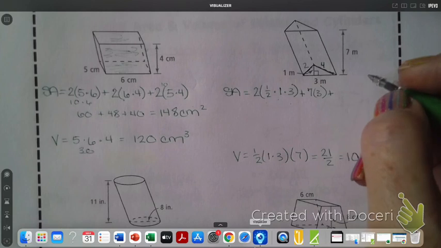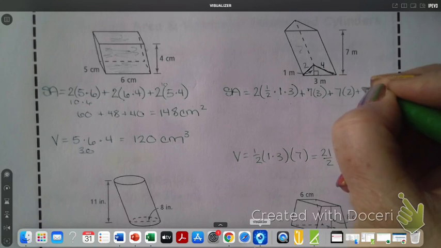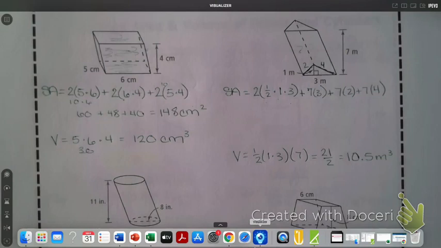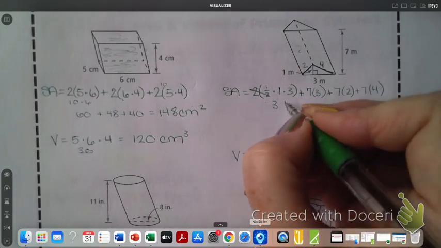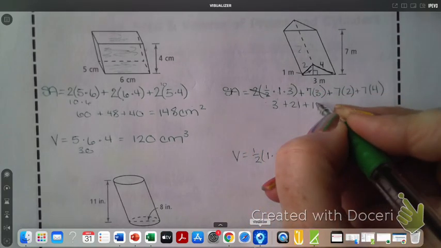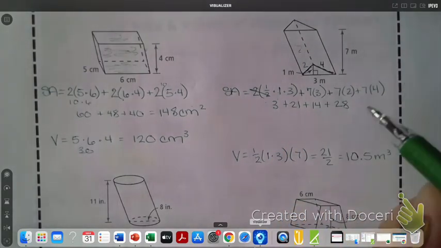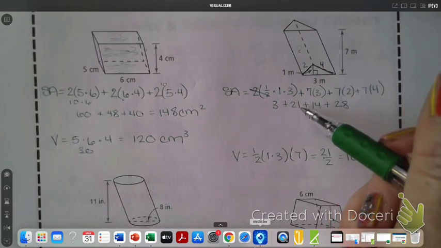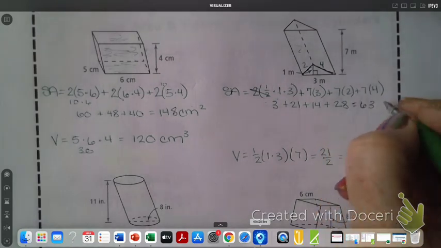Okay, so which one do you want to do next, Andrea? Plus 7 times 2 gives me that back piece. Plus 7 times 4. So when we have a triangular prism, are we going to have to do some more individual, not double all the things? So 1/2 of 2 is 1. 1 times 3 is 3. Plus 21 plus 14 plus 28. So this is what? 4, 5, 6, 7, 8, 9, 63. 66 I get?